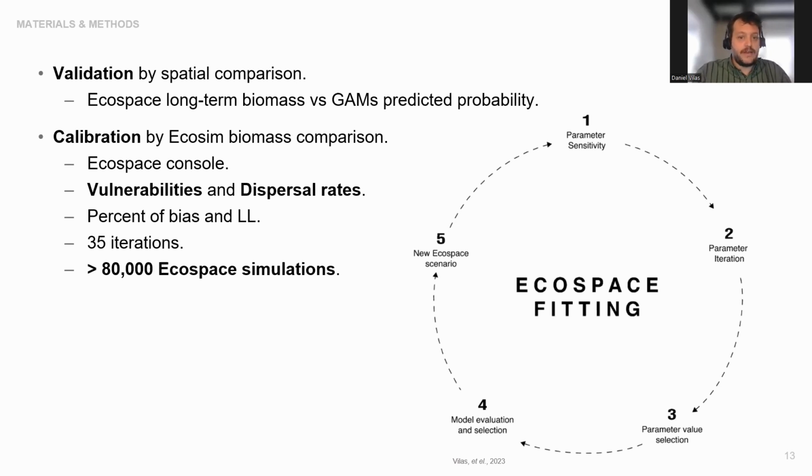So given we couldn't get closer to our Ecosim observations, and this was 35 iterations, so 35 parameters, it means more than 80,000 Ecospace simulations. And this was done through an Ecospace console that allows running Ecospace through R, and using a computer station, we were able to run that process in parallel, so we can run it faster than we could through the software.